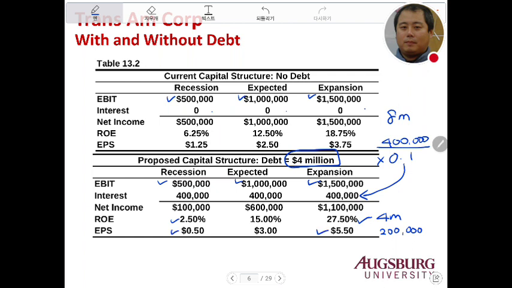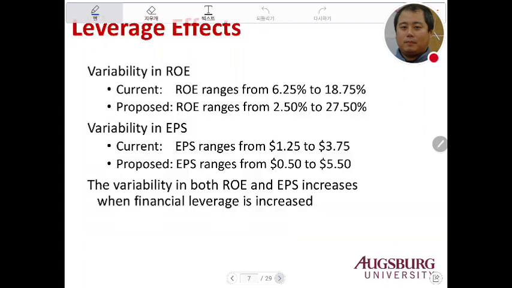So the variation is actually larger with leverage, compared with the unlevered firm. The variability in ROE: currently with no debt, 6.25% to 18.75%; with debt, 2.5% to 27.5%. So variation is higher for the proposed structure. EPS is the same: currently with no debt, $1.25 to $3.75; with debt, 50 cents to $5.50. So the variability in both ROE and EPS increases if financial leverage increases.